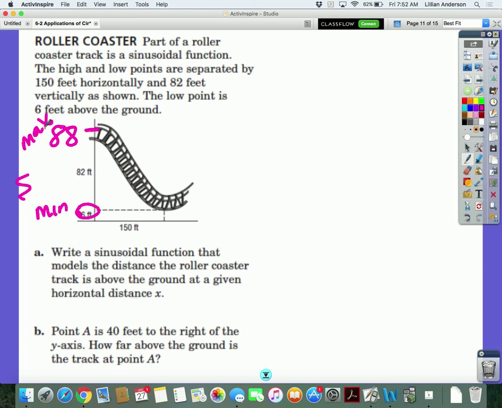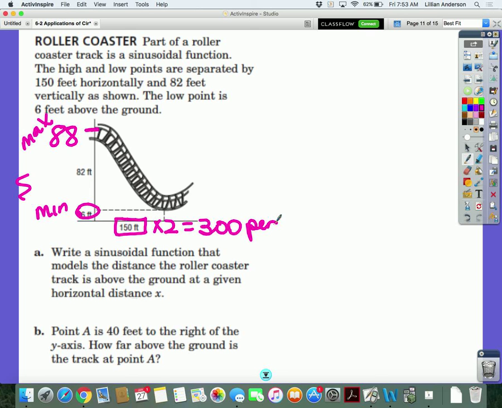And hopefully you also recognize that it was 150 feet to go from max to min. Going from max to min is only half of your period, so if you multiply it by 2, you get your full period, which should have been 300 feet. Since we are starting at a max, we don't have any type of phase shift, and we can figure out our vertical shift and our amplitude by using our two formulas.